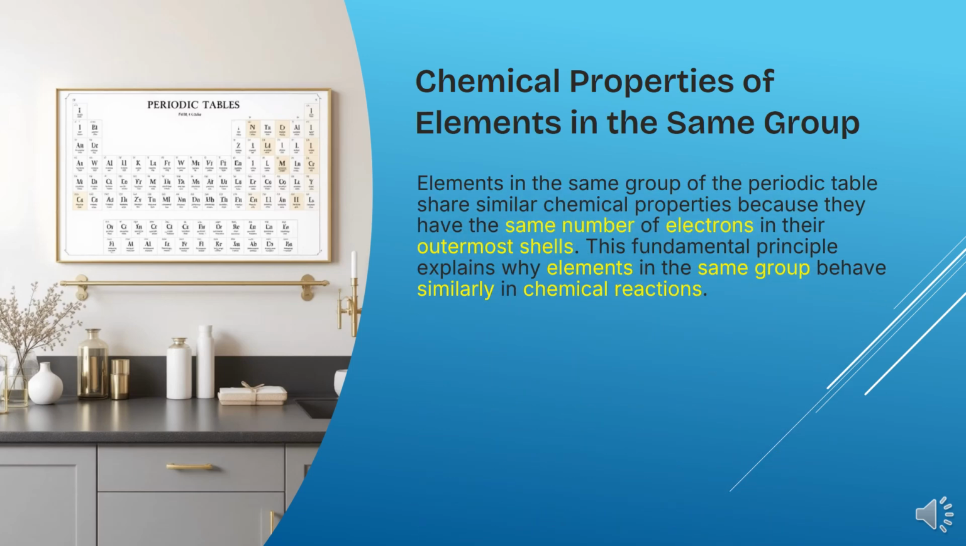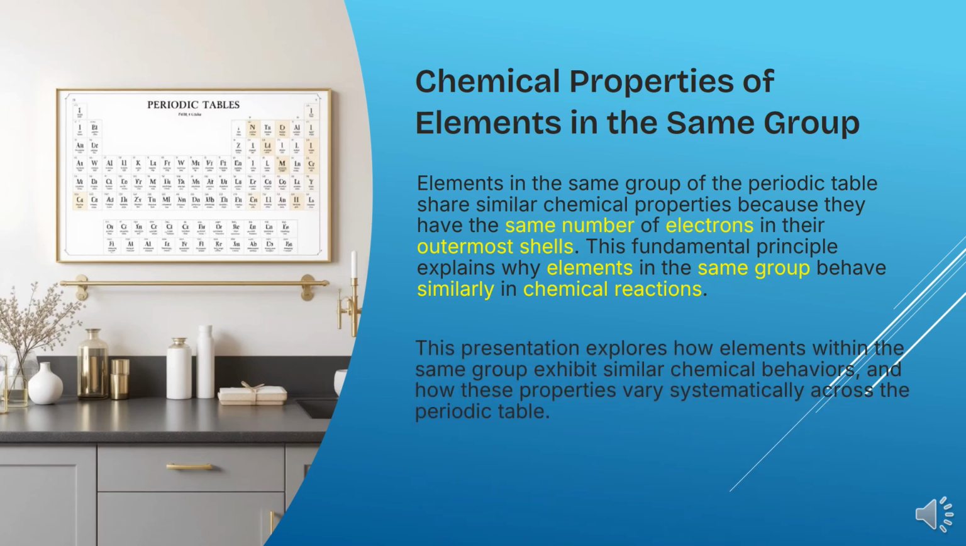Dear students, elements in the same group of the periodic table share similar chemical properties because they have the same number of electrons in their outermost shells. This fundamental principle explains why elements in the same group behave similarly in chemical reactions. In this presentation, we will also explore how elements within the same group exhibit similar chemical behaviors and how these properties vary systematically across the periodic table.